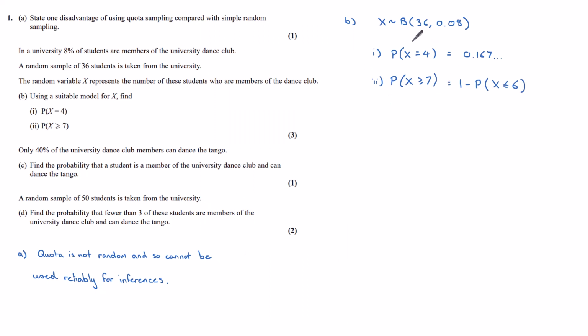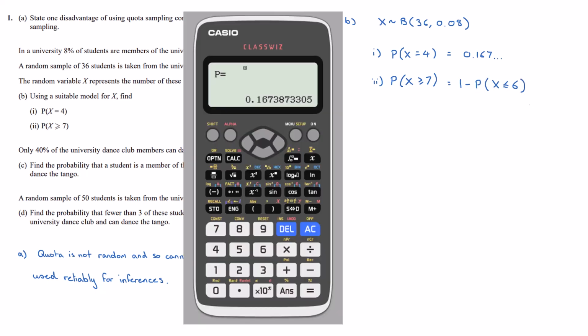For II, we want the probability that x is greater than or equal to 7. Now remember, with a binomial distribution, the values are discrete, and so finding a probability of greater than or equal to 7 is the same as 1 subtracting the probability of all values less than or equal to 6. So this value we can find out on our calculator.